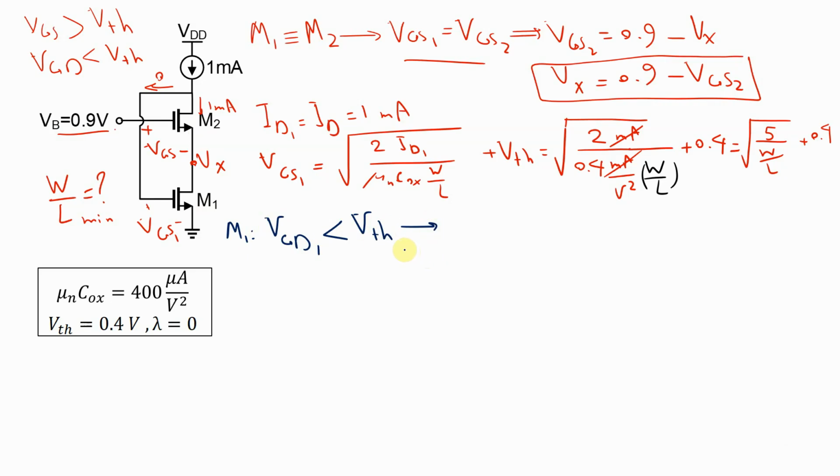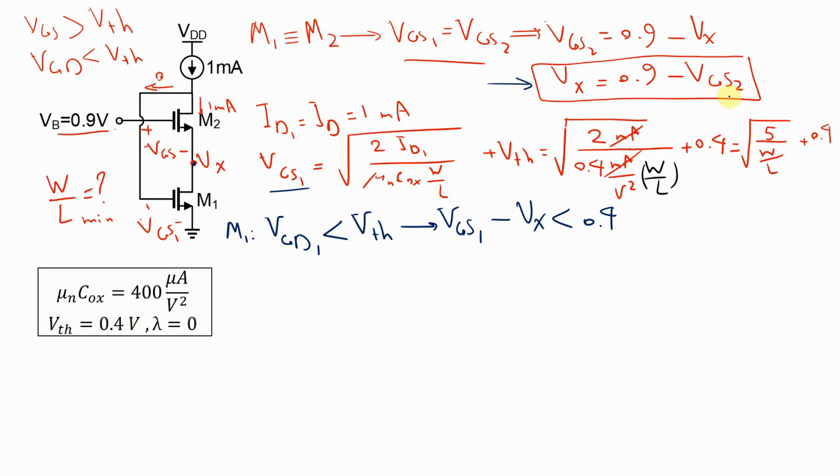I'm going to write some equations to identify the boundary for gate source voltage, and from that I can get the result for W over L. So my first purpose is to get some minimum and maximum values for gate source voltage. So gate drain 1: VGD1 equals gate source 1 minus the drain voltage. What is the drain voltage? This is the drain voltage, which is Vx, and it has to be less than 0.4. And I already have the formula for Vx with respect to gate source voltage.